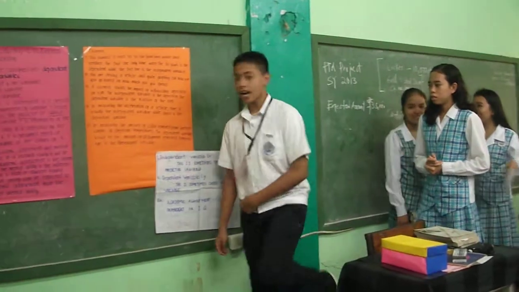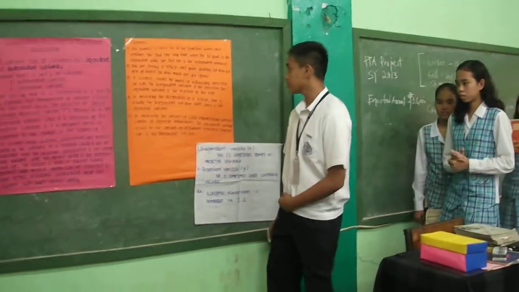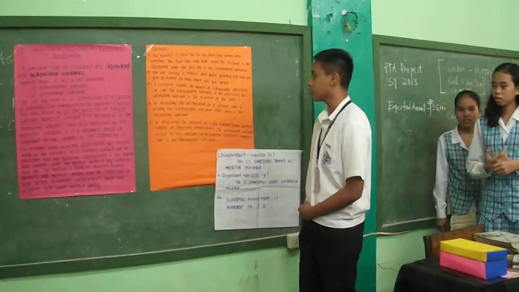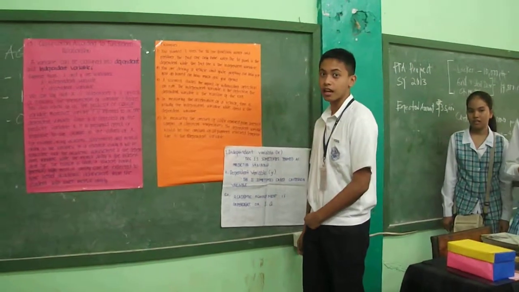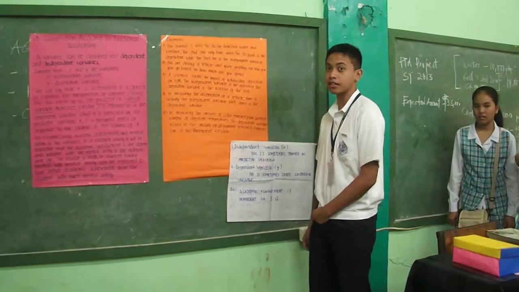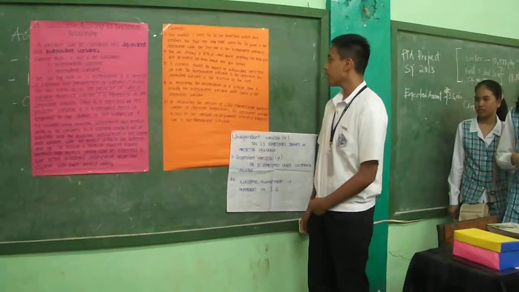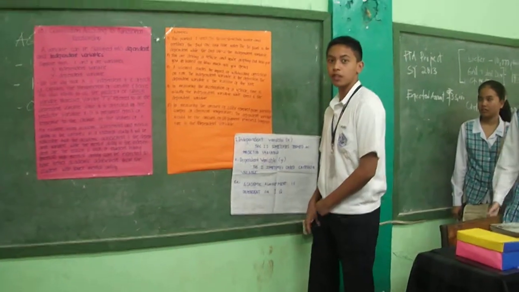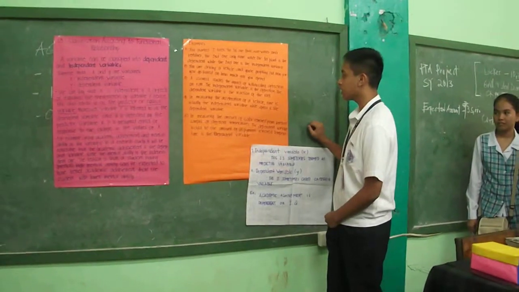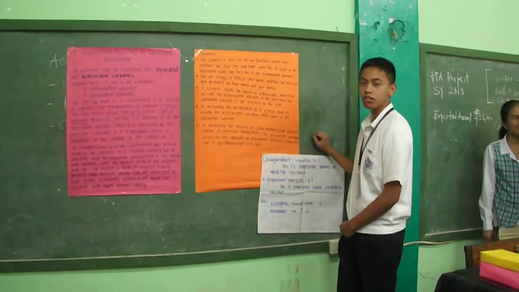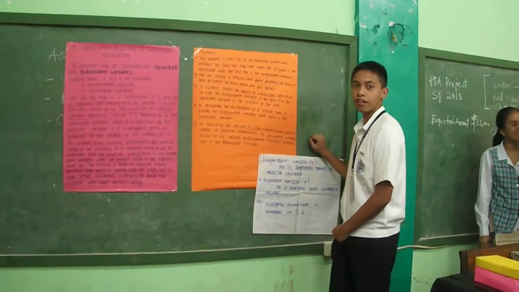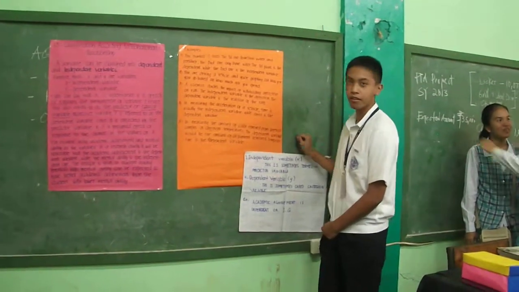Example number 3. A scientist studies the impact of withholding affection on the body. The independent variable is the affection and the dependent variable is the effect on the body.